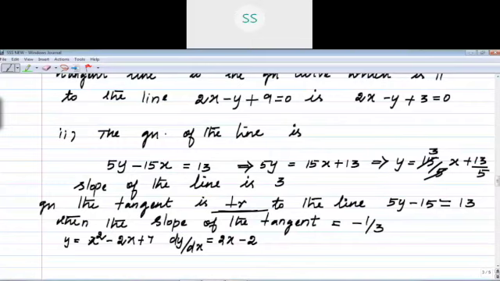Now you are going to equate, right? Why you are going to equate? Anyone, you tell me. Because the tangents are parallel and perpendicular. Using that you are finding the slope. This is your m. So you are going to equate your dy by dx, right? 2x minus 2 equal to minus 1 by 3, right?